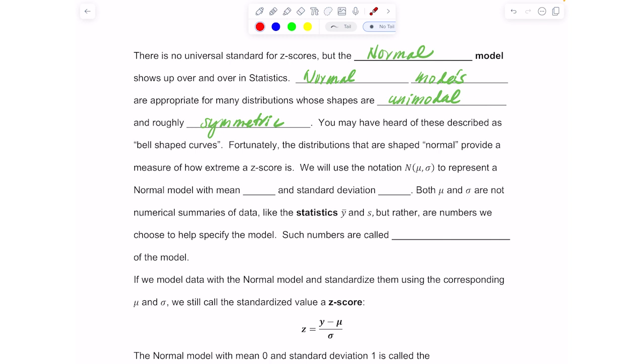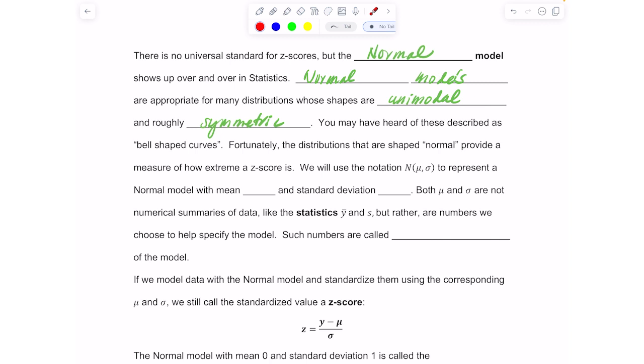Not every distribution is normally shaped though. And if it's not, we can't make it normally shaped. But also it's a little bit more involved to try to make estimations from it when it's not. So we like when we have distributions that are normal. It's very common and it's very useful. So fortunately, the distributions that are shaped normal provide a measure of how extreme a z-score is.